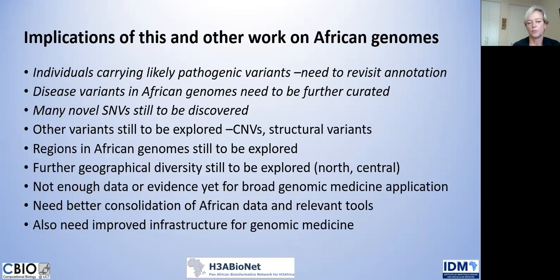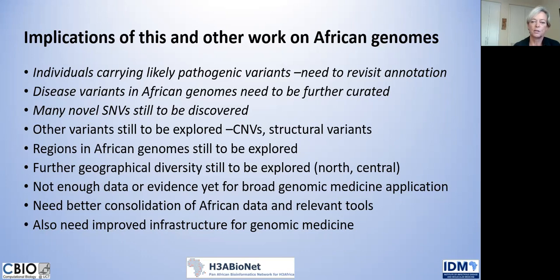The other thing to further explore was other variants like copy number variants and structural variants, and there are projects underway to do that in these particular genomes. There are other regions in Africa left to be explored. North and Central Africa were missing from this data set entirely, and there are efforts underway to improve that. We also don't have enough data or evidence yet for broad genomic medicine applications.